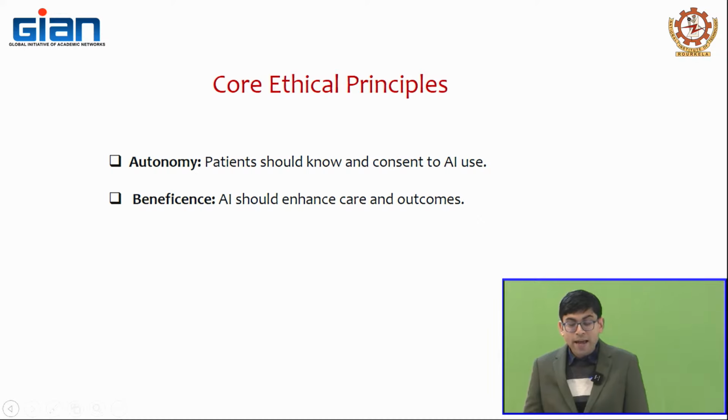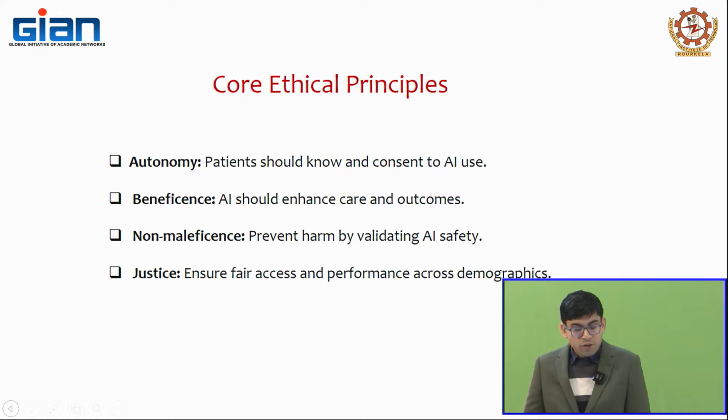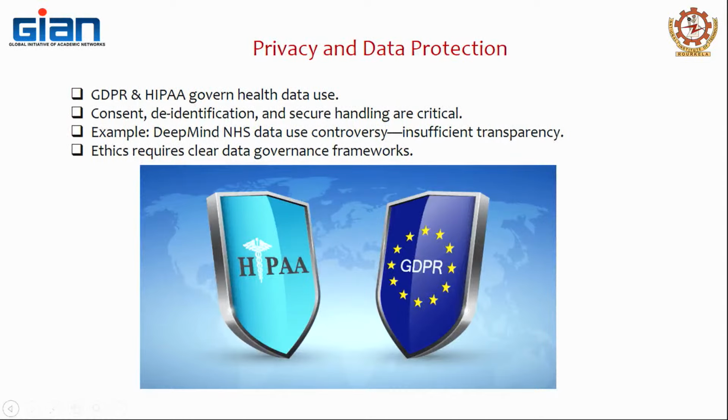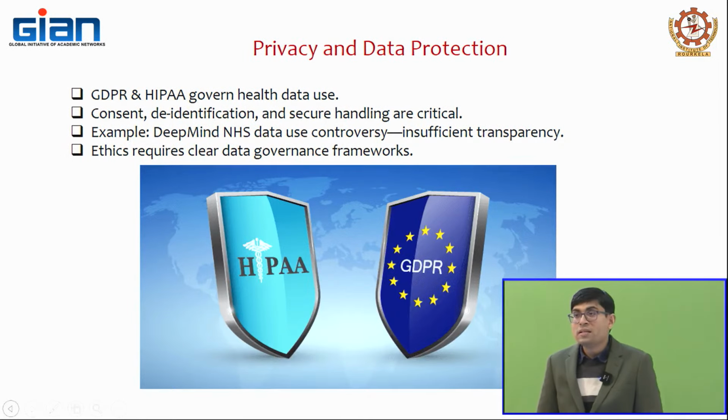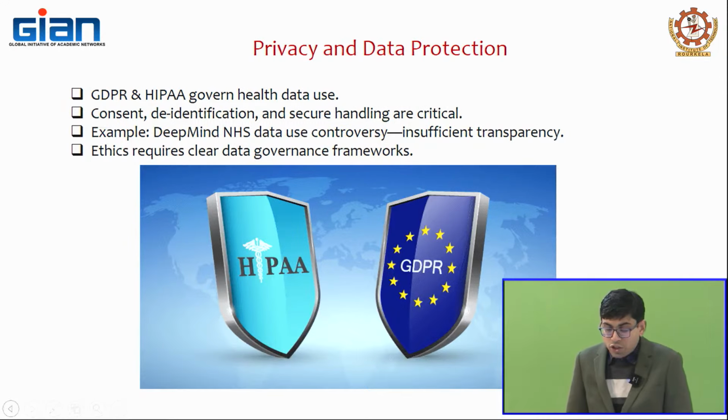So AI should enhance care and outcomes, so no harm. Prevent harm by validating AI safety, and we should ensure fair access and performance across the different demographics as much as possible. Now coming to privacy and data protection, there are different rules that have been set in place by the different governing agencies. In the EU, it is GDPR. In the US, it is HIPAA. And a lot of the Indian guidelines follow the HIPAA guidelines. There has to be consent, de-identification, and secure handling of the data sets when they're collected for research.